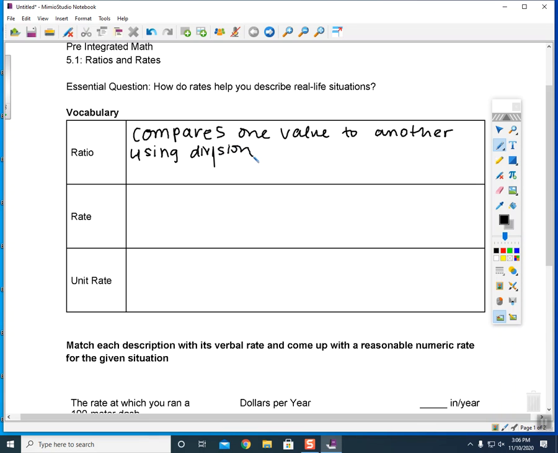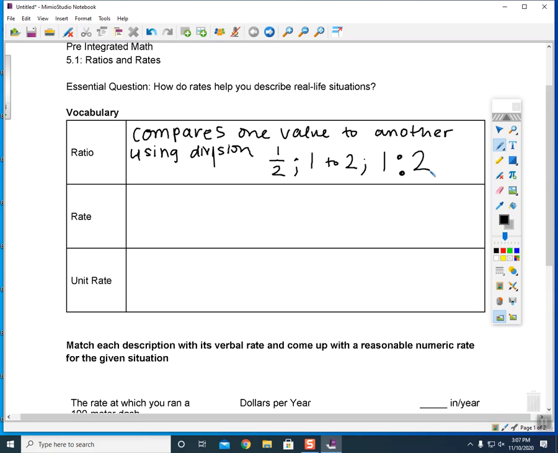So there's a couple ways that we write this. A lot of times we look at it like a fraction. So for example, I could have 1/2. That would be a ratio. Another way that I can write it is 1:2. That's another way that I can write ratios, right?